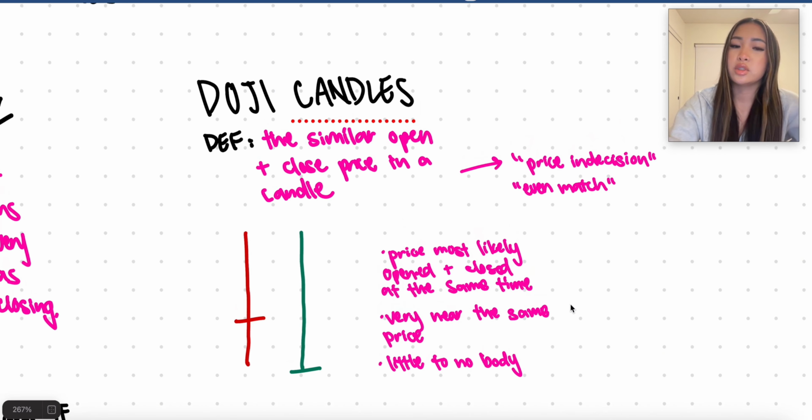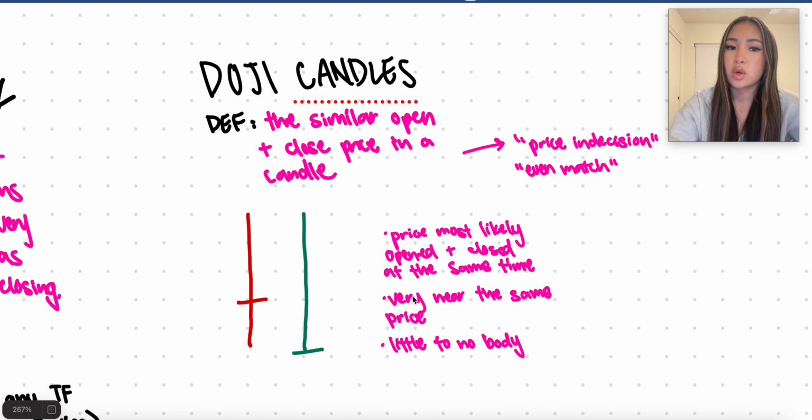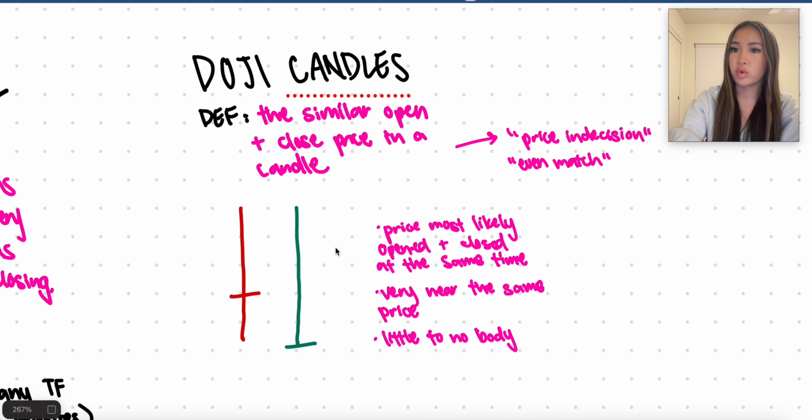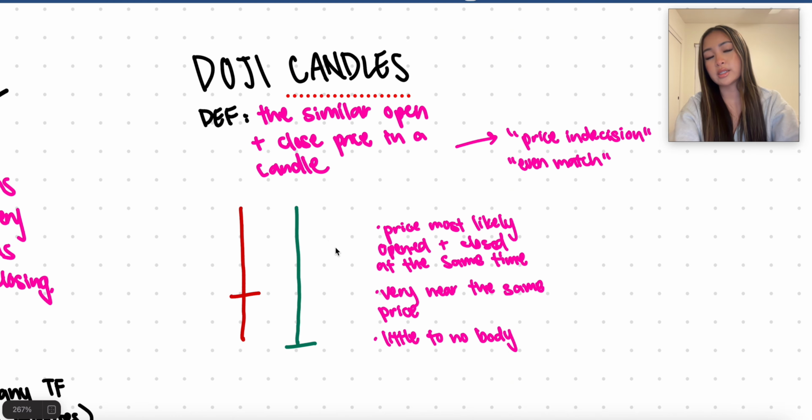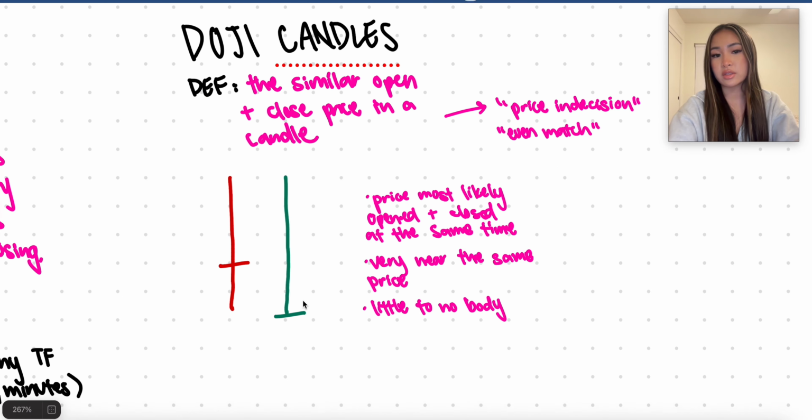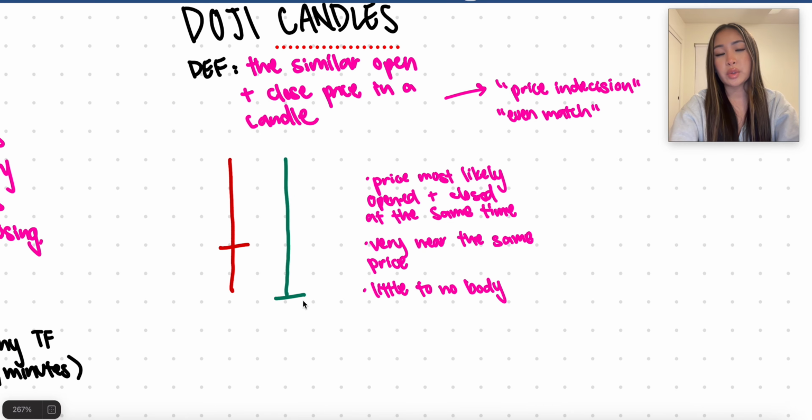And then I did want to go over this because you will see it on the charts. This is what a doji candle is. So straight off the bat, when you look at a doji candle, we could see that it looks different from a regular candlestick, right? Like, where is the body of this candlestick? There's barely any. So doji candles represent that there was a similar open and close price in a candle.